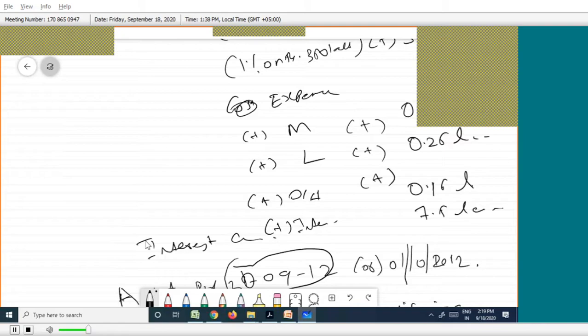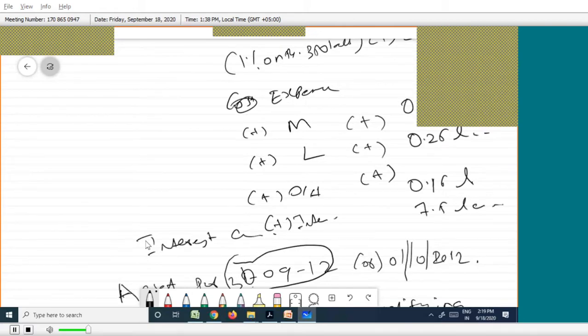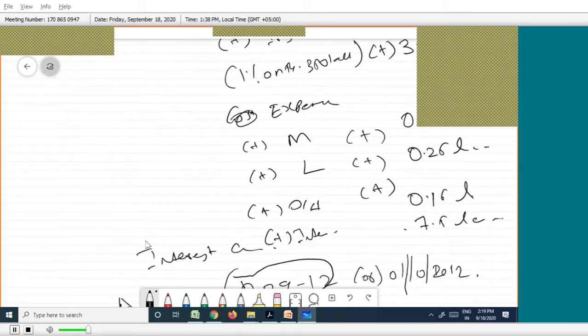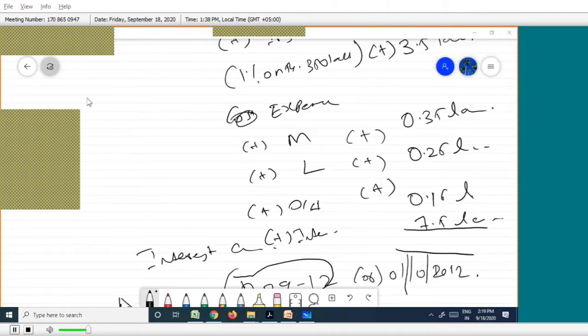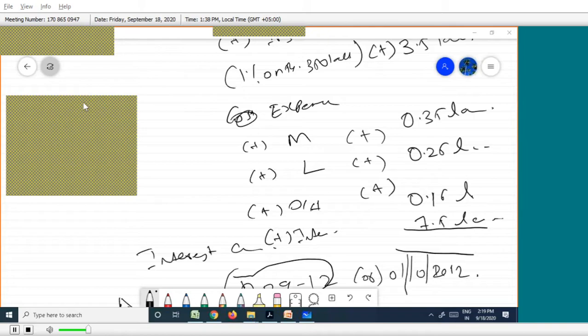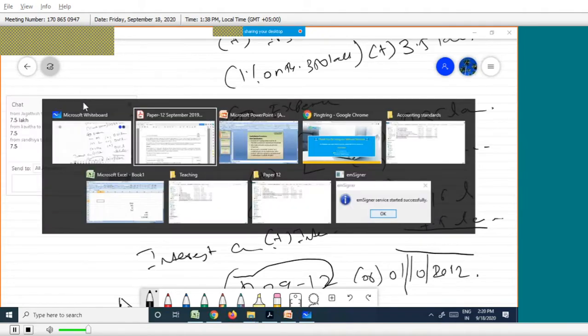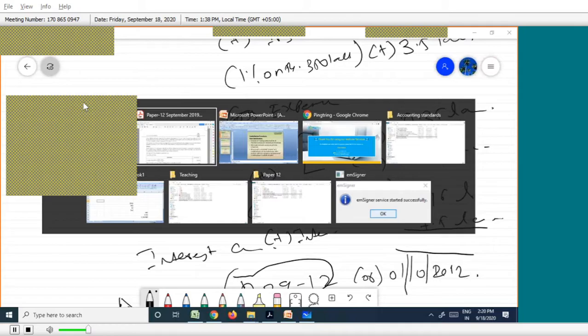So add 370.44 plus 0.875 plus 3.5 plus 0.35 lakhs plus 0.25 lakhs plus 0.15 lakhs plus 7.5 lakhs equal to how much? Add all the expenses. How much are you getting?